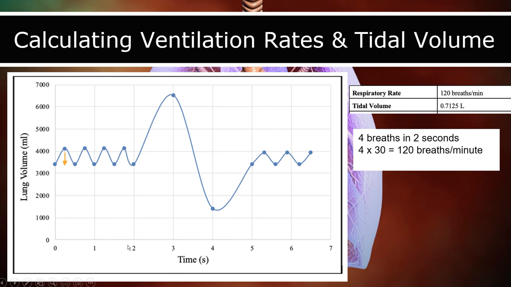And I know that if I take 60 seconds and I divide it by 2, that's 30 times. So 30 times 4 would be 120 breaths per minute, which is actually kind of fast. So that's how I would calculate that, right?